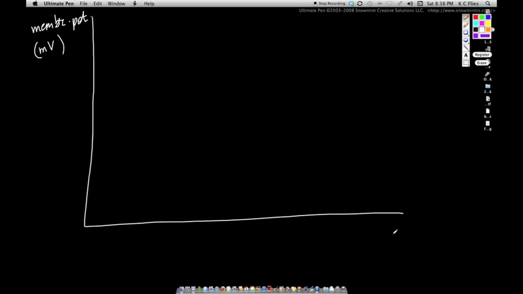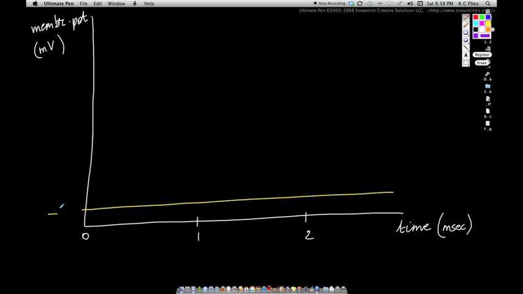On the x-axis, we're going to see time, and we express that in milliseconds, in other words, thousandths of a second. So if this is 0.0, we could perhaps say that this is approximately 1 millisecond, 2 milliseconds, and so on. Let's indicate where we would assume to be our resting membrane potential on the y-axis. Let's say that this is equivalent to our resting membrane potential of minus 70.